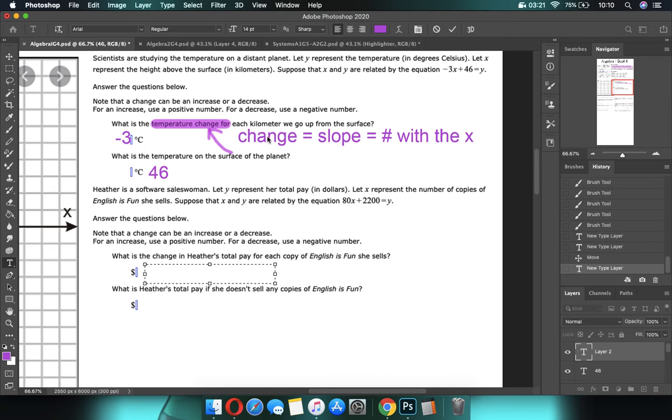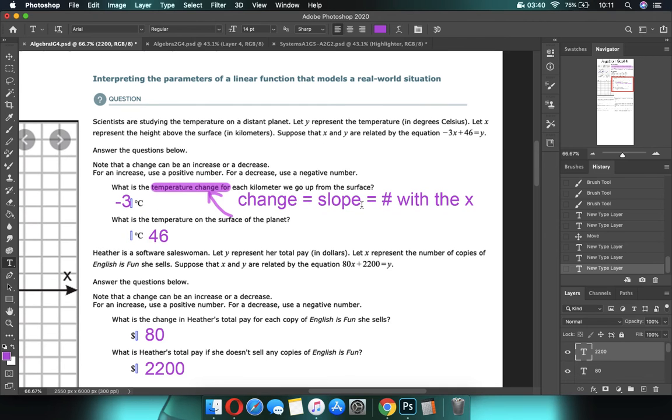Change, as we just noted up here, is your slope, so meaning that's the number with the X. What's the number with the X? 80. Done. Not even with any thought required. What's our leftover number for the total pay that she receives even if she sells nothing? 2,200, because that's the number that doesn't have a variable with it. So this topic, the interpreting the parameters, that's actually very, very straightforward. And as a confidence builder, that then leads us to the next one.